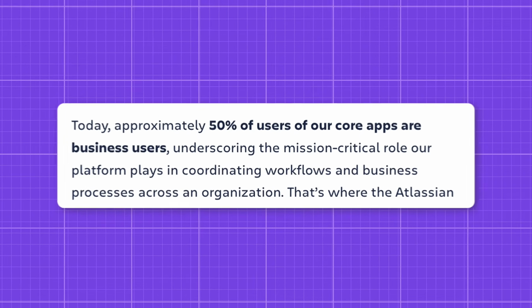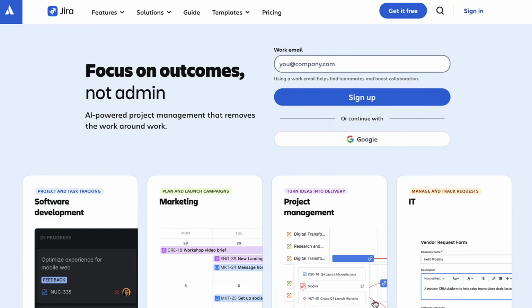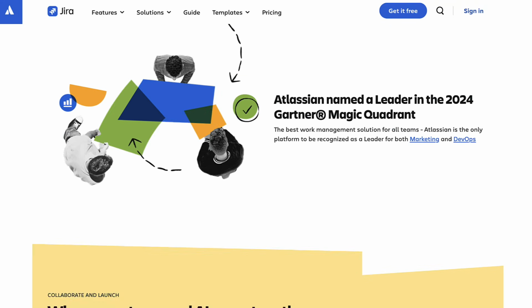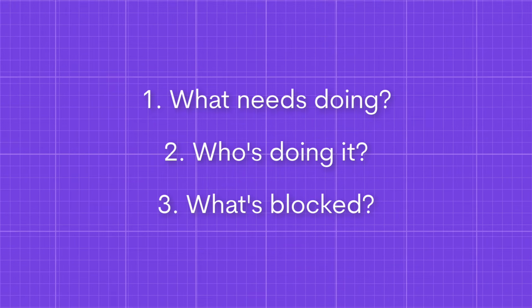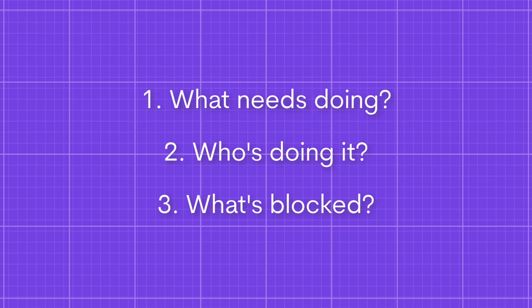Not many people know this, but roughly 50% of Jira users are from business teams and not just development. Jira is where teams track work. They assign owners, set due dates, and move work through statuses. It's the system for what needs doing, who's doing it, and what's blocked.